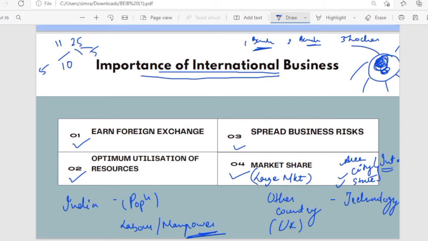Okay, so these are the important points of international business. Just basic points, don't rote learn it, just understand it. What is actually international business, what are we expecting from international business? Just understand the idea, understand the concept, don't learn it by heart, and no need to write this in your books also. Okay, now let's move on to another topic.